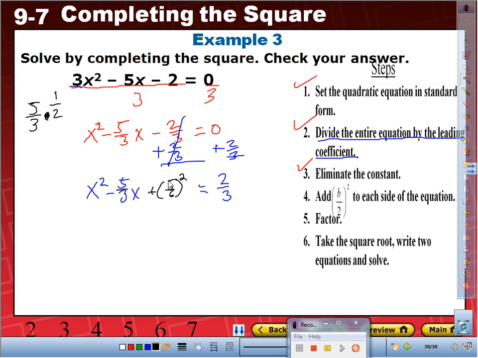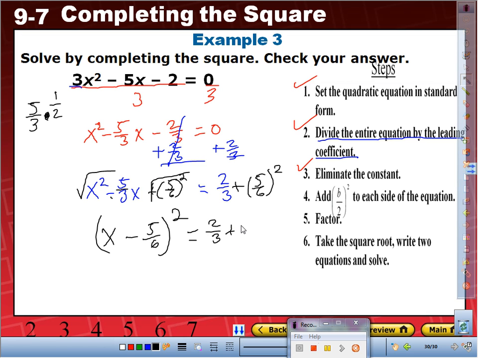All right, so now check this out. Let's simplify this, and we add that to each side. 5/6 squared. So that we don't do the extra step, square root of this, square root of this, that's x minus 5/6 squared equals 2/3 plus 25 over 36. Do we know what to do from there? Yeah, square root, simplify that.